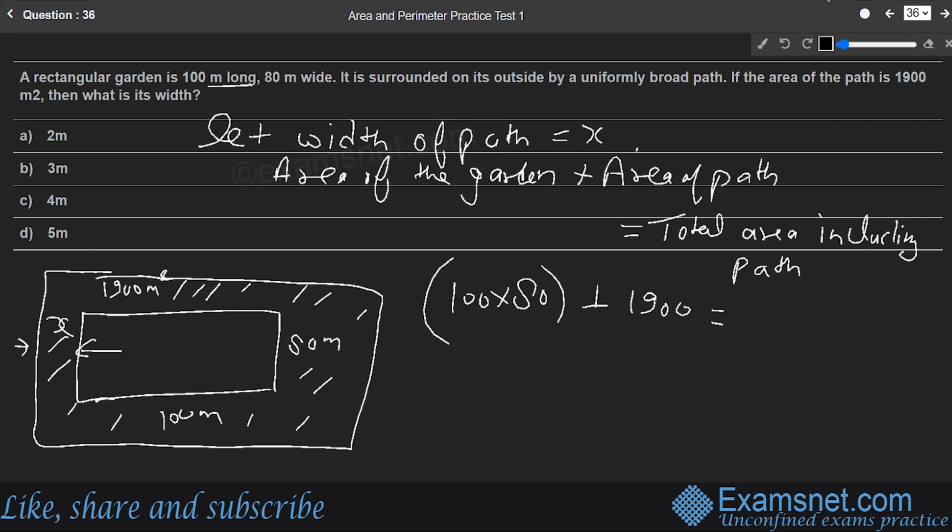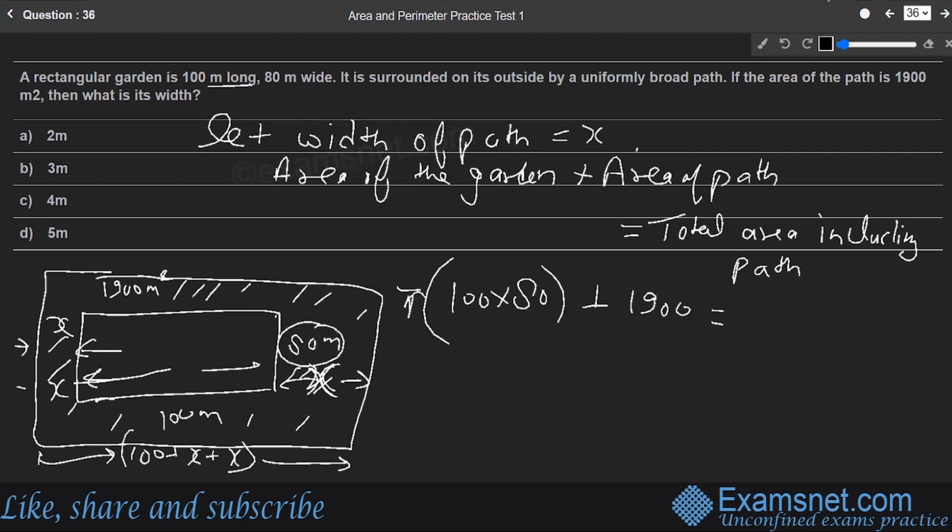So for the total area, we need to know the total length. Clearly 100 is the inside length, and we have considered the width of the path to be x. So x will be on the right hand side, and this x will be counted on the left hand side also. So the total length becomes 100 plus 2x. Similarly for the width, the inside width is 80 meter, and there is a path of x over there and on the bottom side also. So the total width becomes 80 plus 2x. So that is the total breadth of the total area.